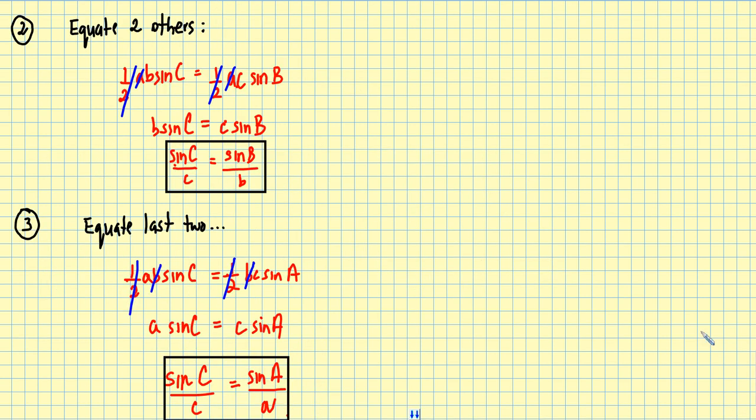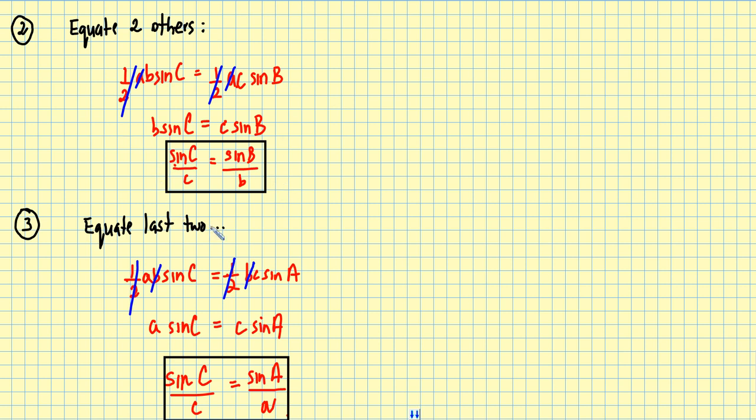If we were to equate two other equations, so I take 1/2 AB sine C and make that equal to 1/2 AC sine B, again I cancel out the 1/2, and I cancel out the variable A on both sides of the equation, so that we end up with B sine C equals C sine B. And again, I rearranged the expression so that the sine of C divided by C has to equal the sine of B divided by B. And that's a second relationship that we have going.